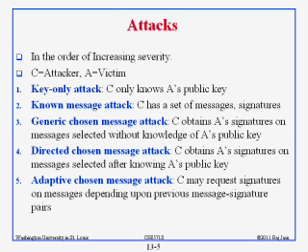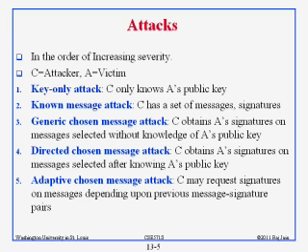Generic chosen message attack is that C obtains A's signature on a message selected without the knowledge of A's public key. So C doesn't know A's public key, but C gives a message to A, says please sign it. A signs it, and then the message is such that somehow C can figure out something from that particular message structure, what A's credentials are. Then direct chosen message attack, where C obtains A's signature and knows A's public key. So first he knows A's public key. Based upon that, he designs a message.